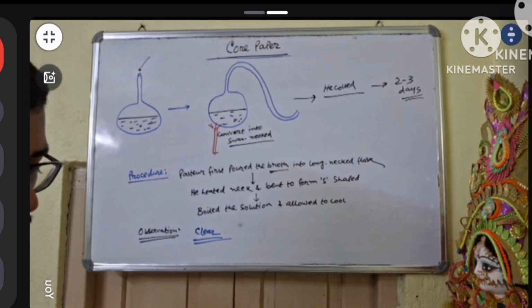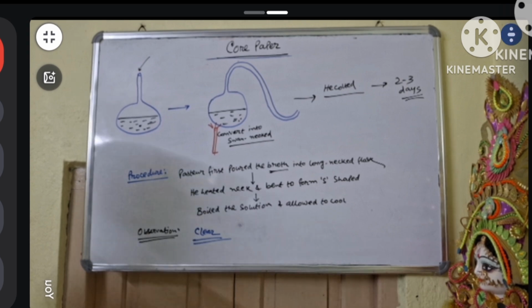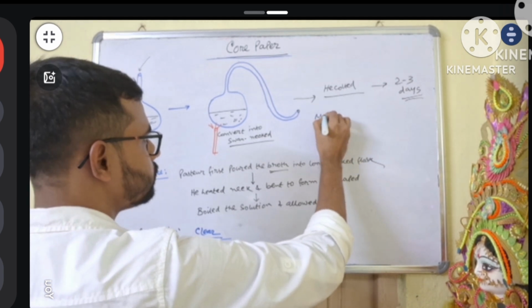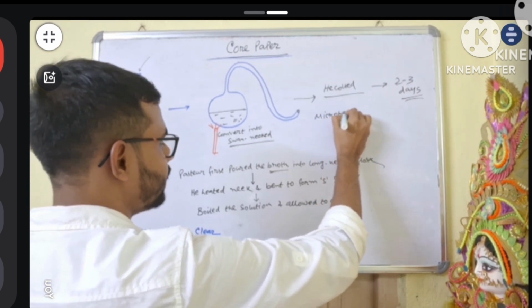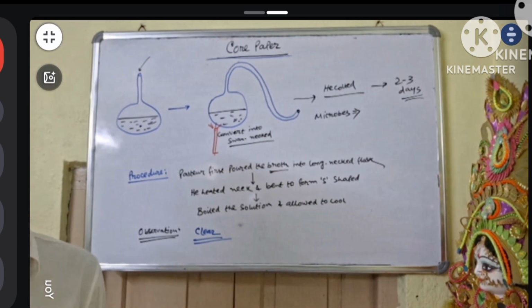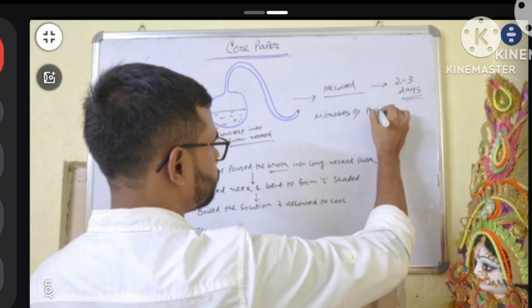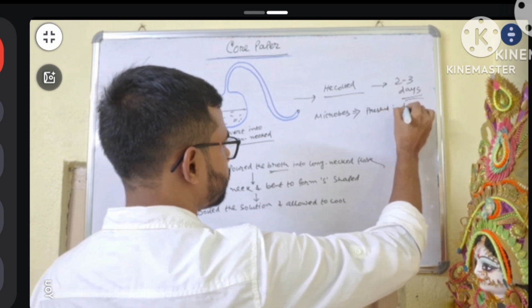Air cannot reach the broth? Air can reach, but actually microbes are present in the air, in the dust. Where is the air? Microbes are present in the dust particles.